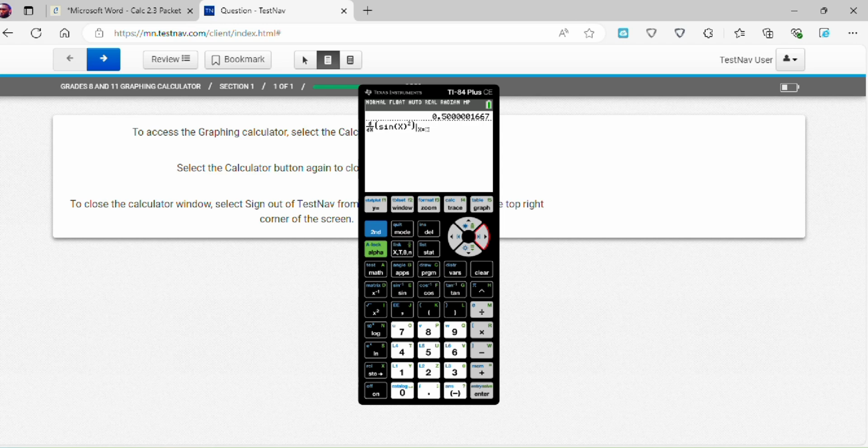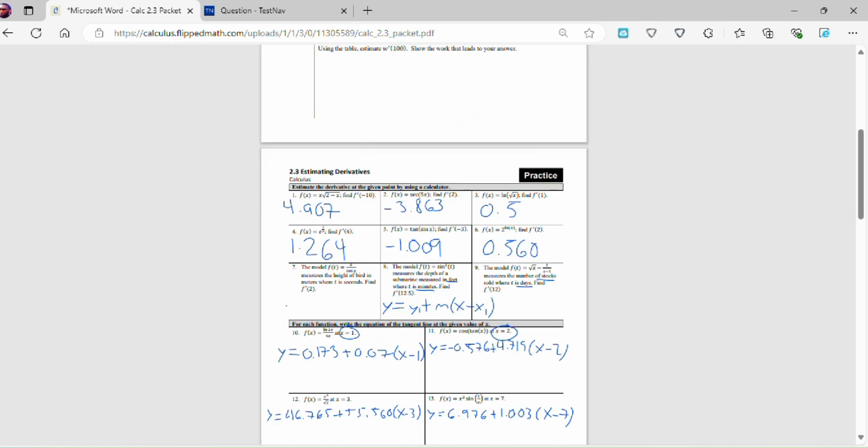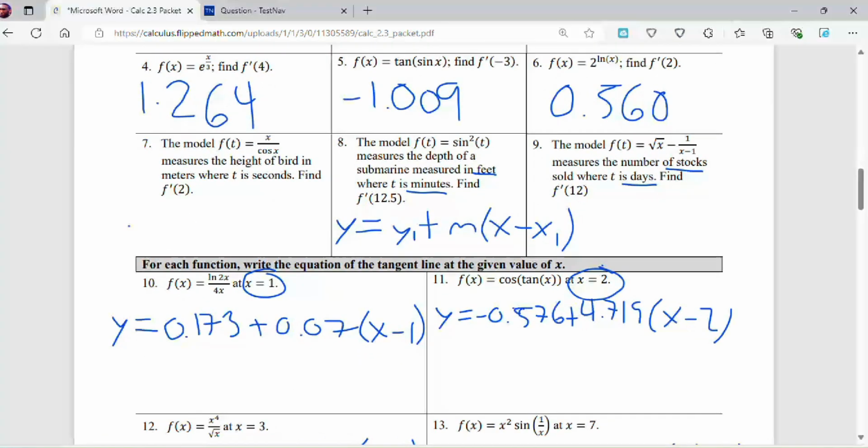Okay, and then our point is at 12.5. And that's going to net us negative 0.132 feet per minute. I don't have the answer here, but just trust me on that.